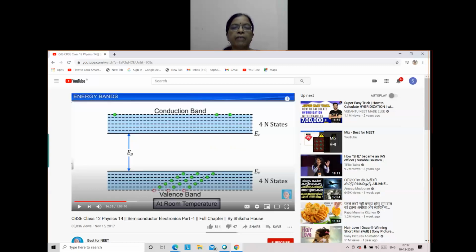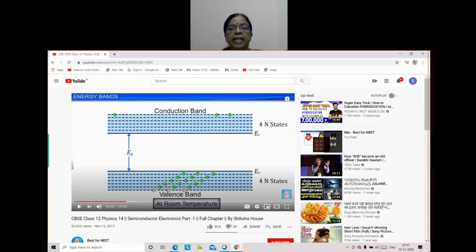So in effect, at room temperature, electrons are there in the conduction band, making the material conductive. At the same time, holes are there in the valence band, which also make the material conductive. Movement is there in the valence band also, the holes are moving.